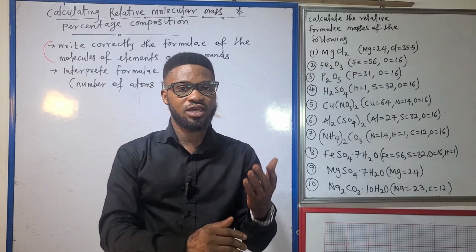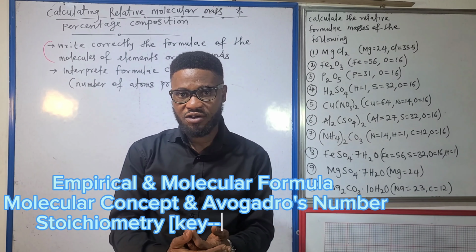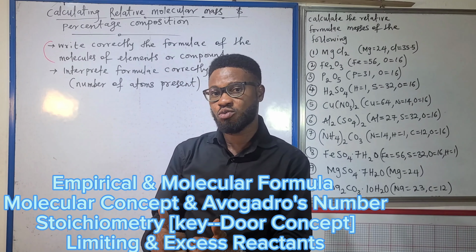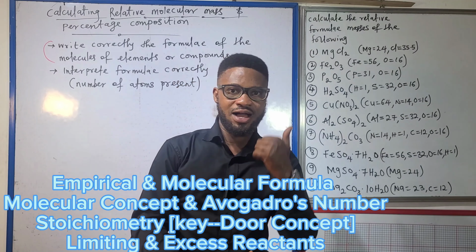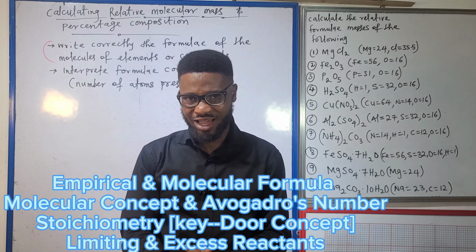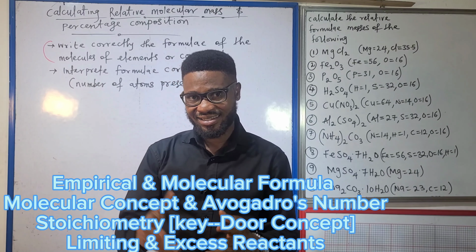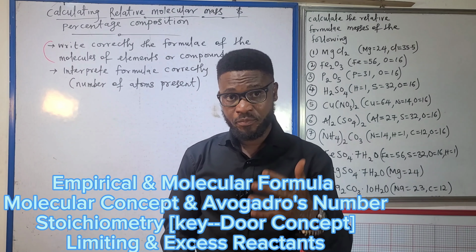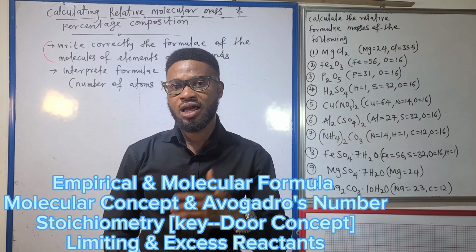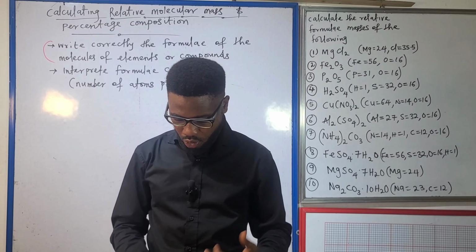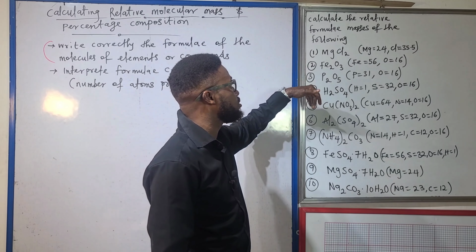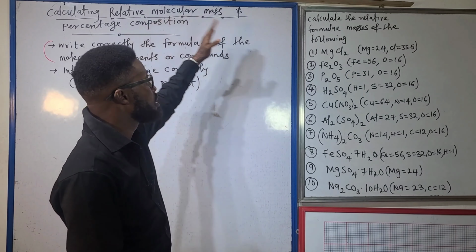Immediately after this, we'll be looking at empirical and molecular formula. Yes, there are UTME questions on that. And then after that, we move into more concepts and Avogadro's number. We'll look at stoichiometry and stoichiometrical equivalence. And then we'll look at limiting and excess reactant. And then possibly laws of chemical combination, talking about the law of definite proportion, law of constant composition, and law of multiple proportion. So come along with me as we take a dive into calculating relative formula masses or relative molecular masses of compounds.